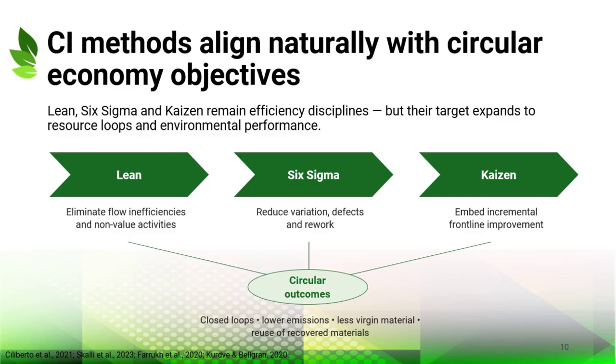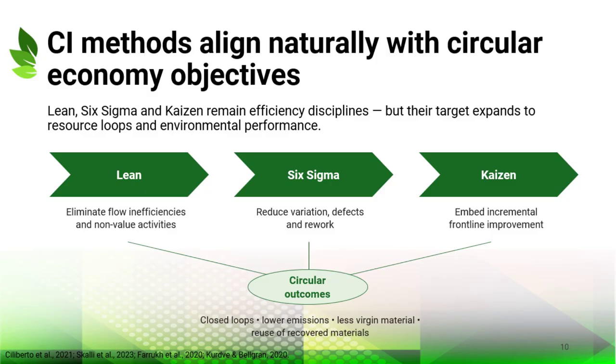Lean, Six Sigma, and Kaizen align naturally with circular economy objectives because they all challenge unnecessary loss. Lean focuses on removing non-value activities and improving flow. Six Sigma reduces variation, defects, and rework. Kaizen builds a culture of incremental problem solving.